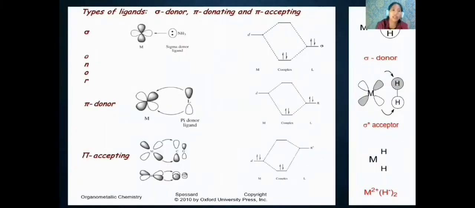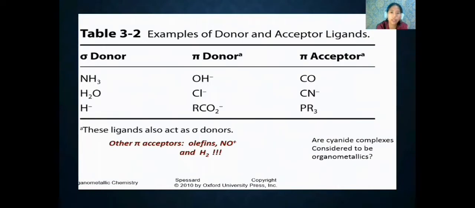Okay, so we have here types of ligands: sigma donor, pi donating, and pi accepting ligands. For pi accepting, the metal gives back, or brings back, to the ligand the electrons that were originally donated by the ligand to the metal, forming back bonding. Here are examples of donors and acceptor ligands. You can see we have sigma donors: the amine, water, and hydrogen ions.